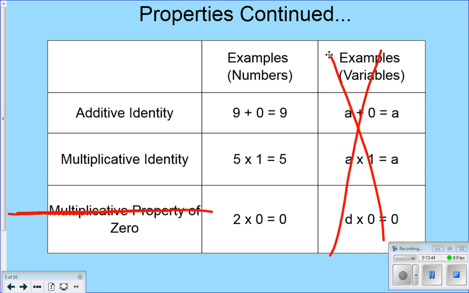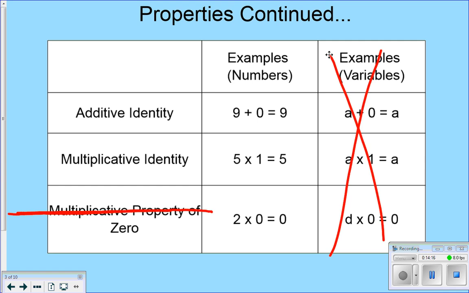So additive identity, multiplicative identity, zero property. Okay, so if I asked you what's your identity, what would you tell me? You'd say your name, right? I would as well. But look at these. Why do you think we call these the additive identity property? Why do you think we call this one the multiplicative identity property? Because it pretty much shows its identity.